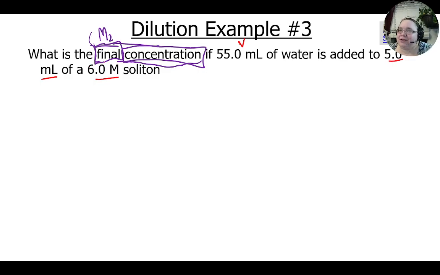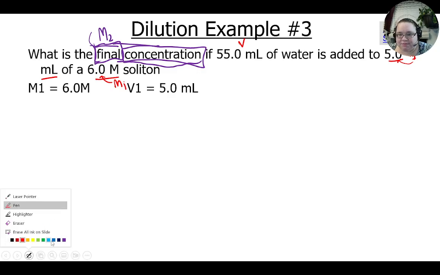So notice my 5.0 and my 6.0 are geographically close to each other in the problem. That means they're both going to have the same subscripts. Well, the other things, my 2, that means these have to be my 1. So my M1 is 6 molar. My V1 is 5 milliliters.